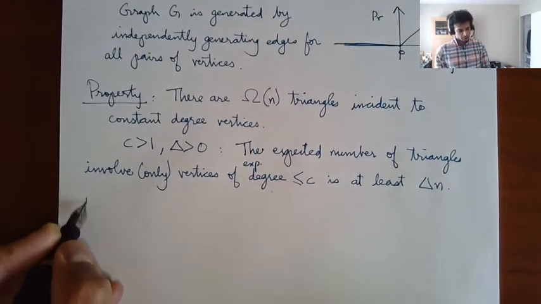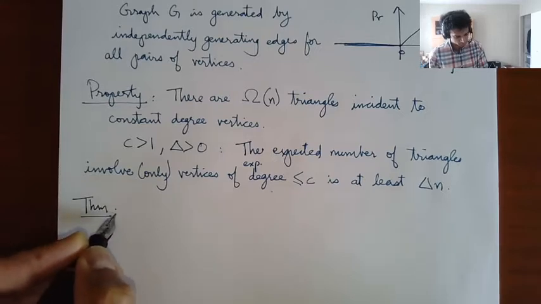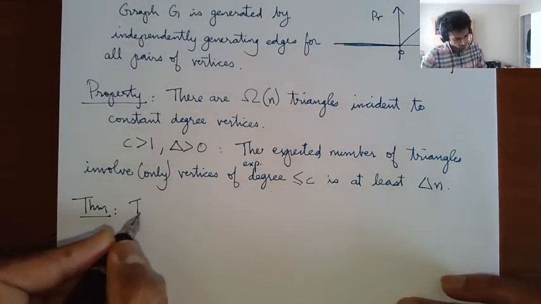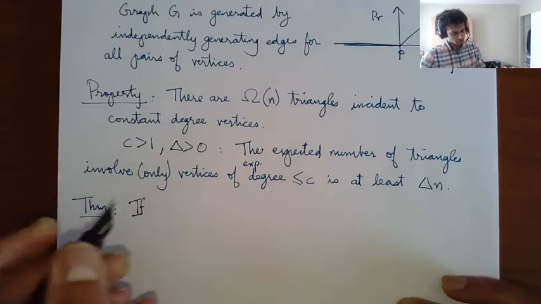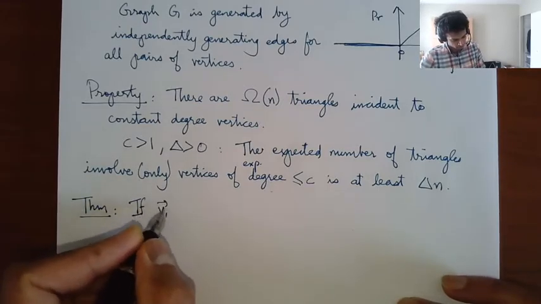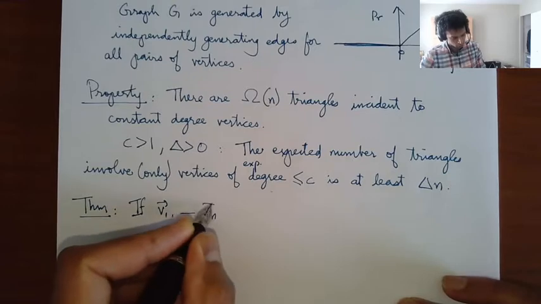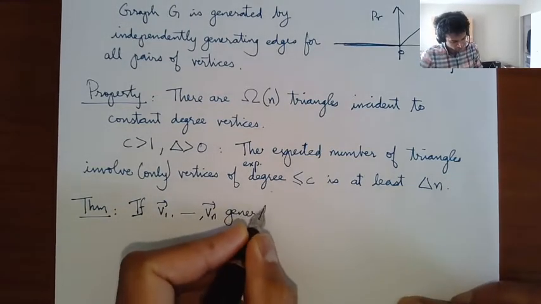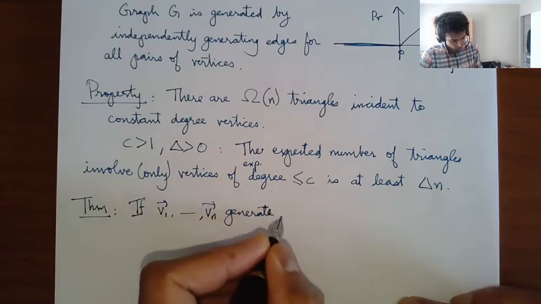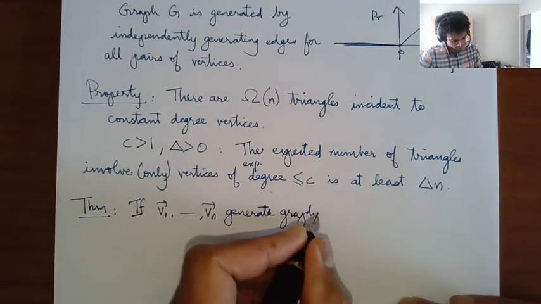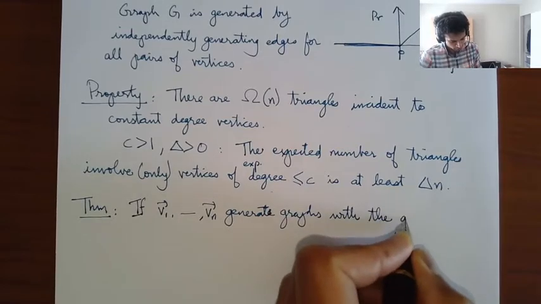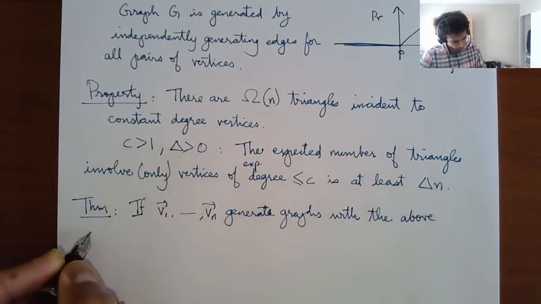And so the theorem is essentially that if v1 up to vn generate graphs with the above property, and I'm being a little loose with my language here.